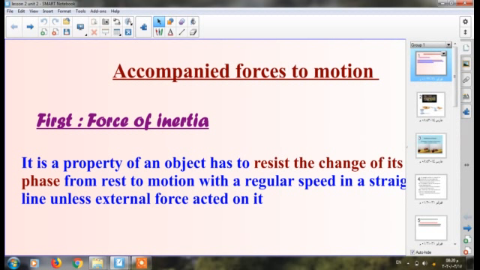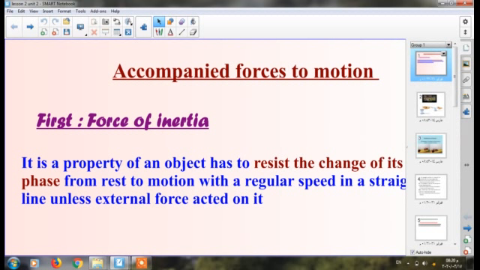The first type is the force of inertia. What is the meaning of force of inertia? We have some examples to explain it, and from them we will know the meaning of inertia. If we are in a bus that is in a moving state, and the driver of the bus suddenly stops the car, what happens to us? We will move forward. Why? Because the body keeps its state of motion.